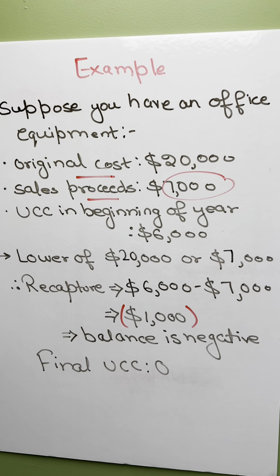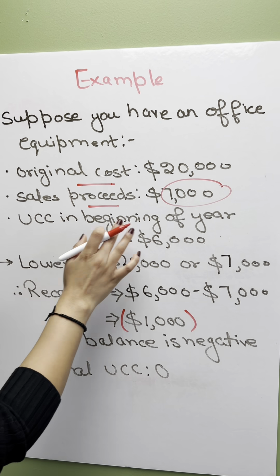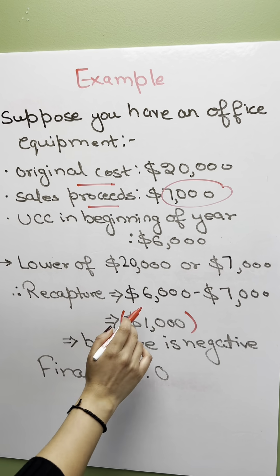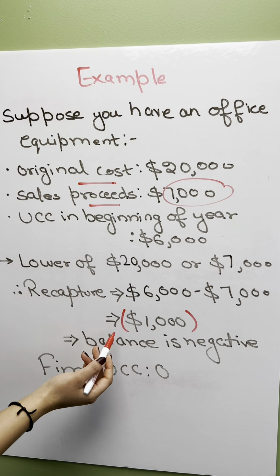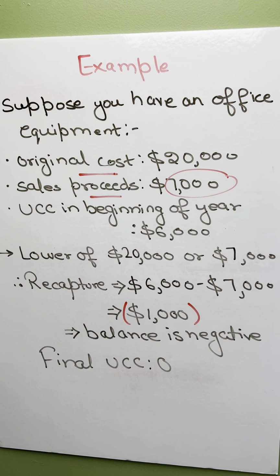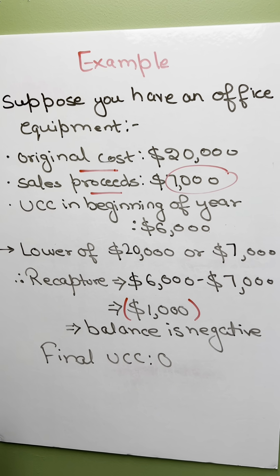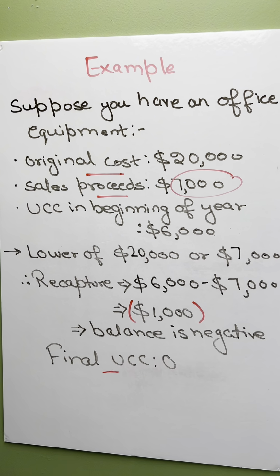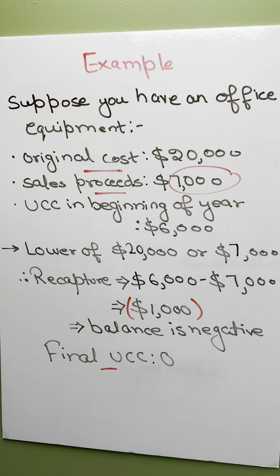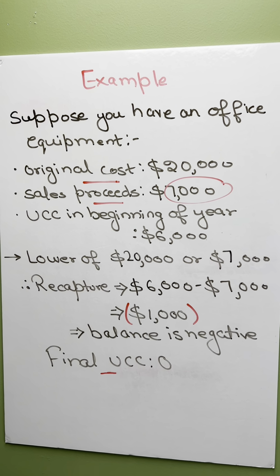So after putting the values in the formula, we have 6,000, which is your UCC at the beginning of the year, and we deduct the lower value from it. So 6,000 minus 7,000 results in a negative 1,000 balance. And as the balance is negative, we take it as a recapture, and hence our final UCC will be 0, since we also sold the asset in the year. So this 1,000 will be included in your business income for the year.